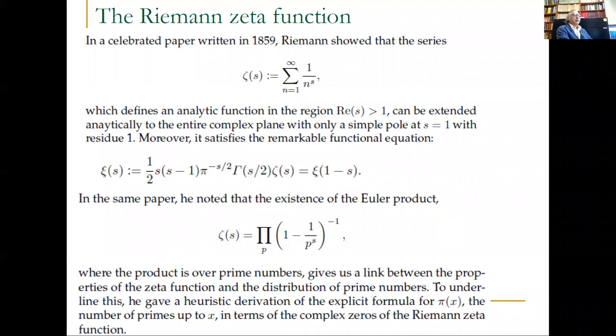In the same paper, he noted the existence of the Euler product. Zeta(s) is the product over prime numbers of (1 minus 1 over p to the s) inverse. And it gives us a link between the properties of the zeta function and the distribution of prime numbers. To underline this, he gave a heuristic derivation of the explicit formula for pi(x), the number of primes up to x, in terms of the complex zeros of the Riemann zeta function. So an amazing paper full of ideas, perhaps not fully exhausted even as of now.